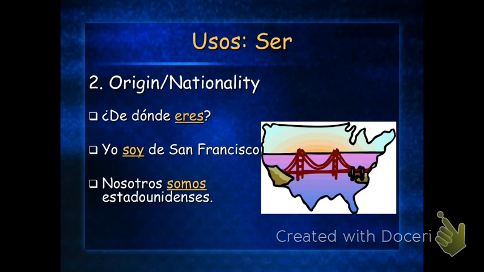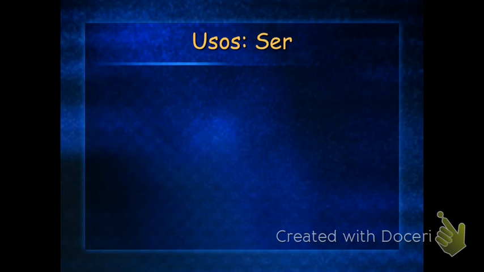There's one super important word here when you're talking about places that makes you know that you're talking about origin or nationality and not about location. What's the little teeny tiny word that's super important here? De. De is the word that tells us it's where you're from and not where you are at, right? So de is important. Our next use is going to be identifications or equals.